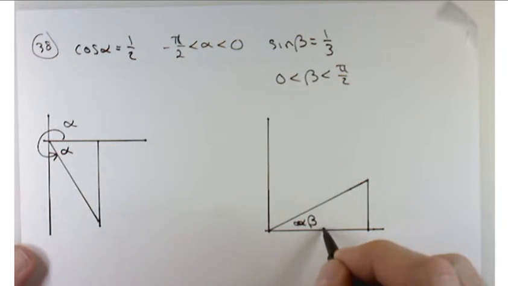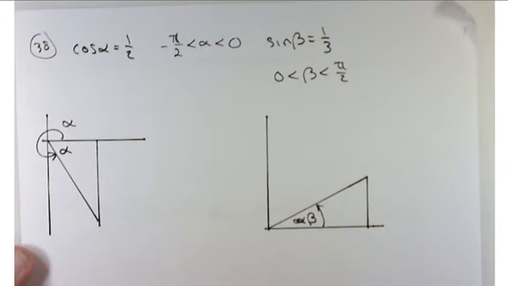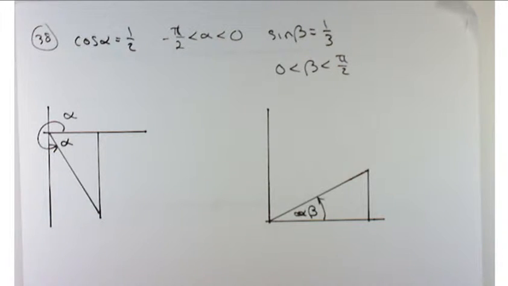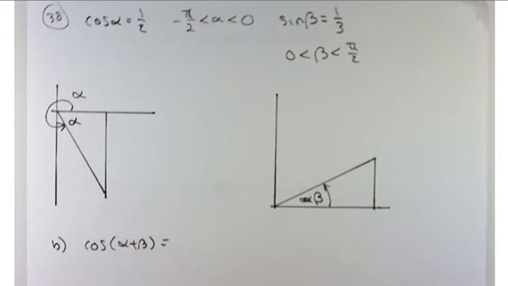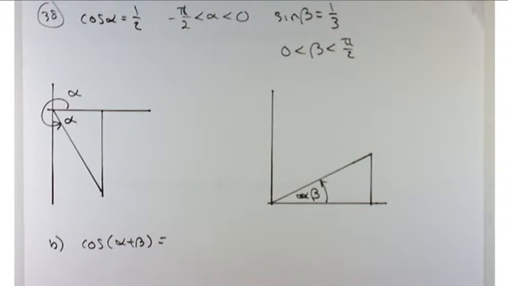So try labeling those, and then the last one we did the sine sum identity. This time we'll do, say, the cosine sum identity. So we'll do part B here. Let's figure out cosine of alpha plus beta. The first thing you need to do is label those triangles. You're going to have to use the Pythagorean Theorem to finish off finding the sides of these triangles, and then move forward from there.